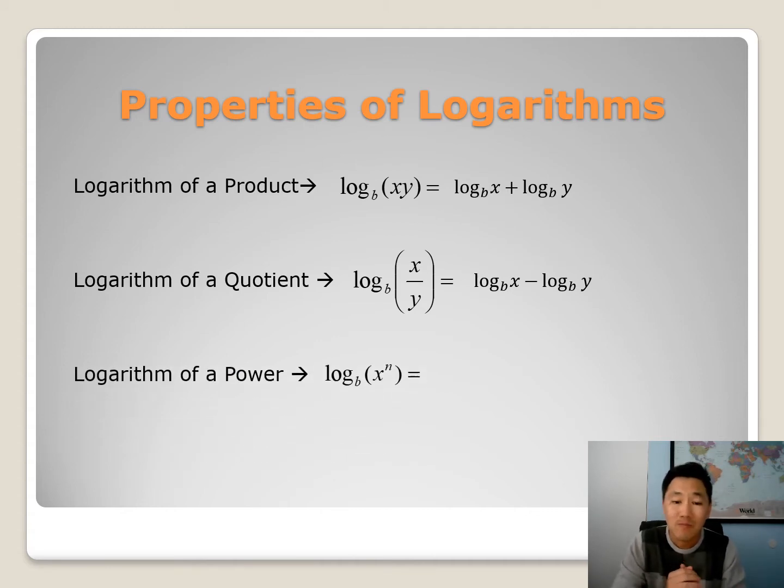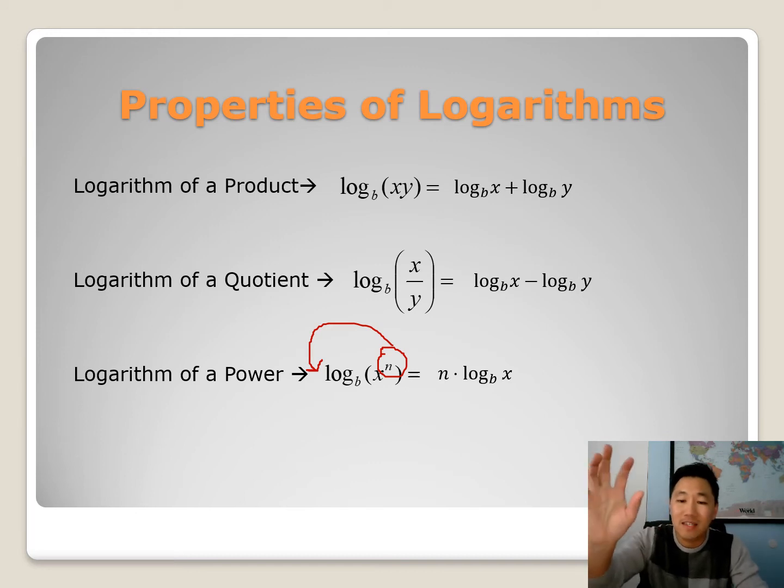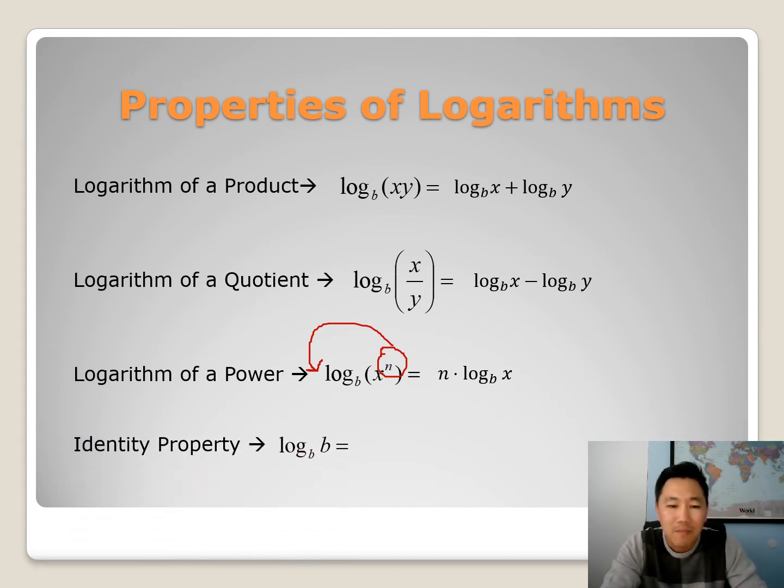Logarithm of a power. So this one's a little bit weird because you have an exponent up here. Its property is that the n goes in the very front and you multiply it with log base b of x. Okay, so that n that's in the exponent, you just bring it down to the front. How about the identity property? What happens when you have log base b of b? So when the base matches the argument, we just have that equal to 1. All right.